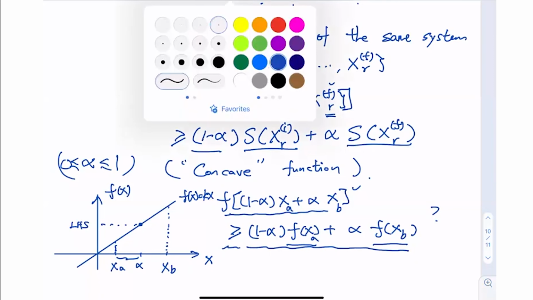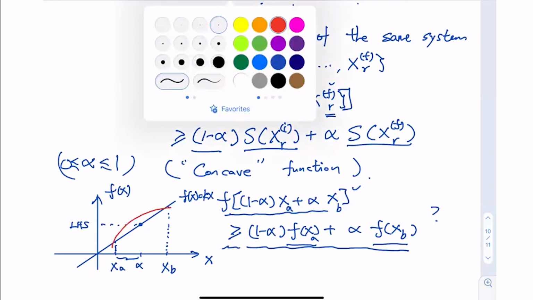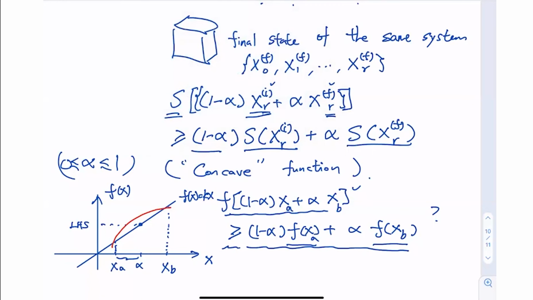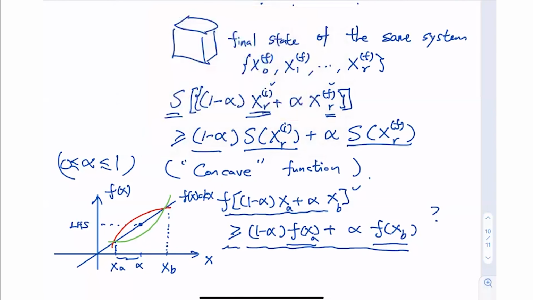We can simply draw two figures, then we'll know what the greater and the smaller situations are. Suppose we consider the red curve. For the red curve, basically, the left-hand side will sit somewhere here.